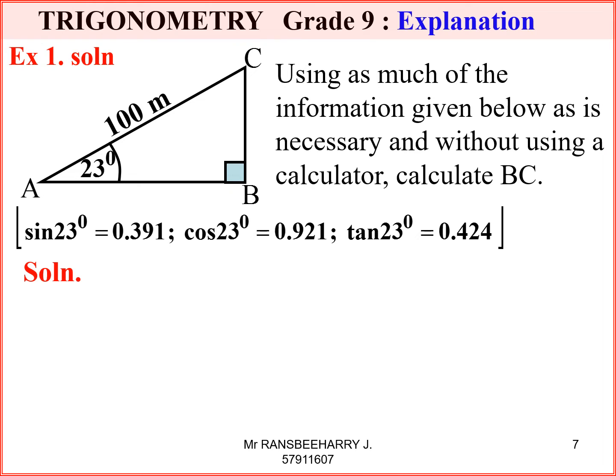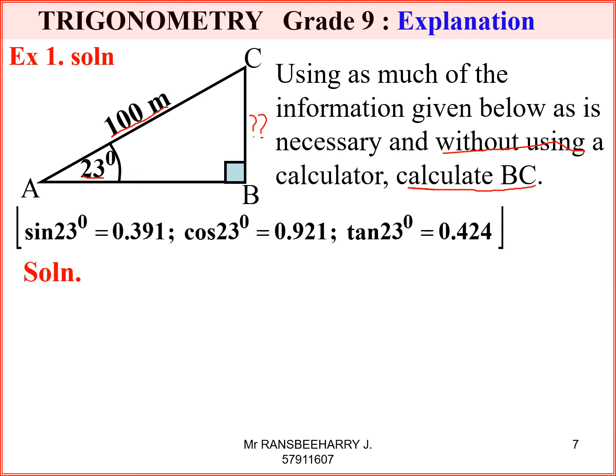Now next example, we have a right angle triangle. Data given, we have angle BAC given, and AC, the hypotenuse, is given as 100 meters. Using as much of the information given below as is necessary and without using a calculator, calculate BC. So BC is unknown.